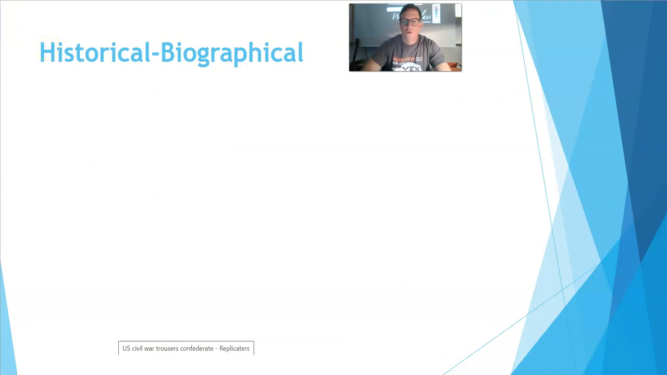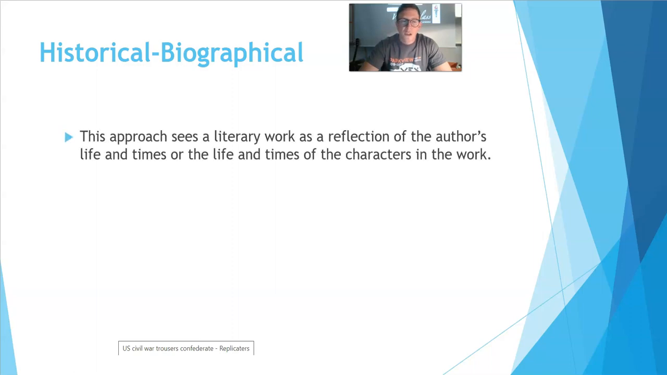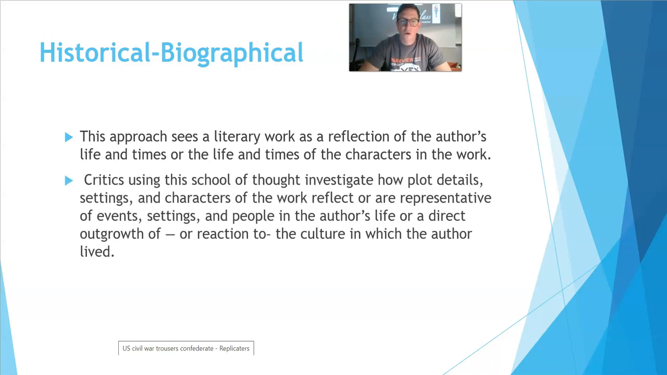So the first one that we're going to go over is historical biographical. You can analyze a story, a poem, or a book in relation to the time in which it was published, as a reflection of that time, or also as a reflection of the author itself. So this approach sees a literary work as a reflection of the author's life and times, or the life and times of the characters in the work. Critics using this school of thought investigate how plot details, settings, and characters of the work reflect or are representative of events, settings, and peoples in the author's life, or a direct outgrowth of it, okay, of the culture.